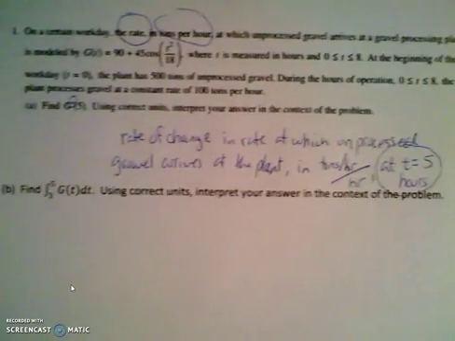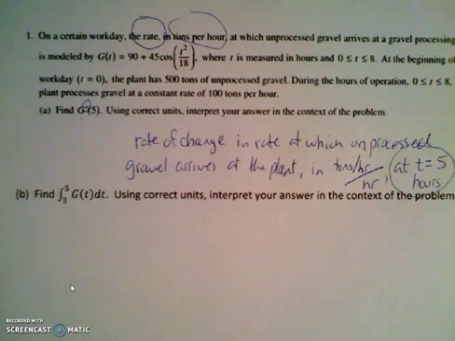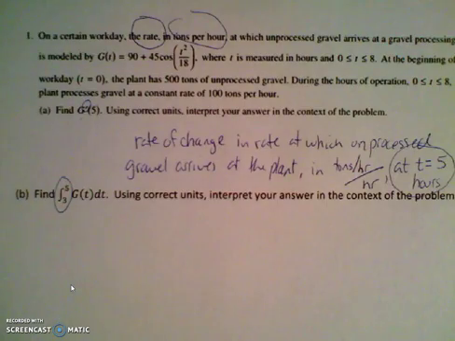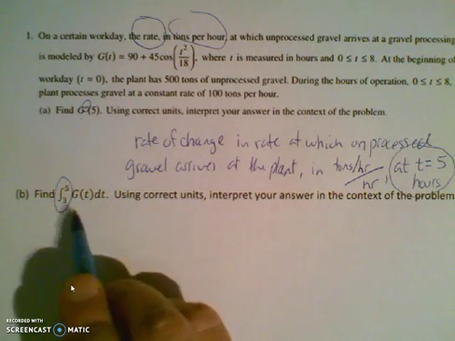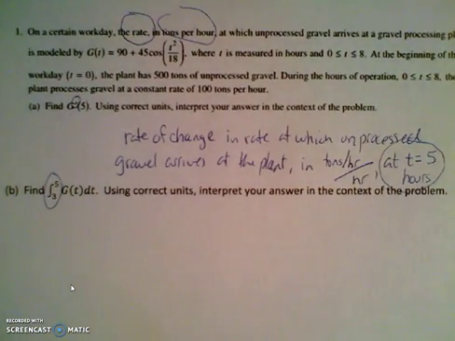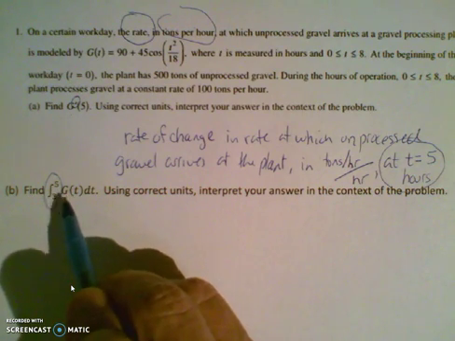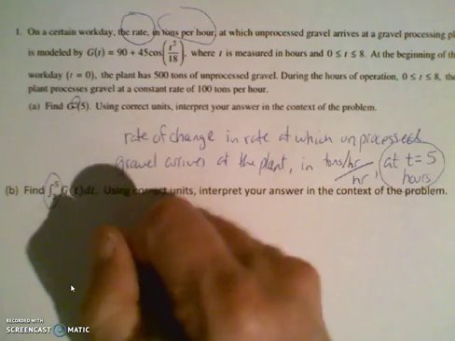On the other hand, when you're dealing with an integral value, you need to make sure that you do specify an interval of time. Again, I'm not going to find the value of this definite integral. Using correct units, I want to interpret the answer to that integral in the context of the problem. Well, if I integrate the rate at which gravel arrives, I should find the amount of gravel that is arrived.